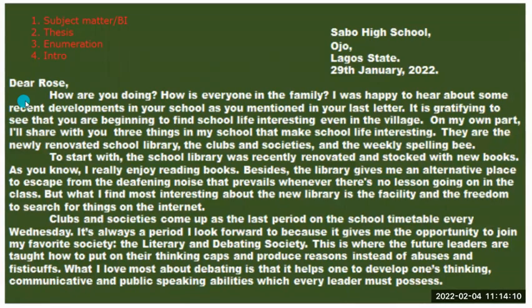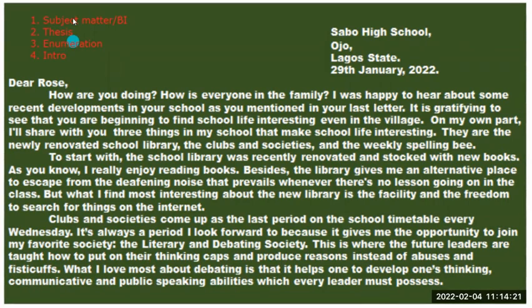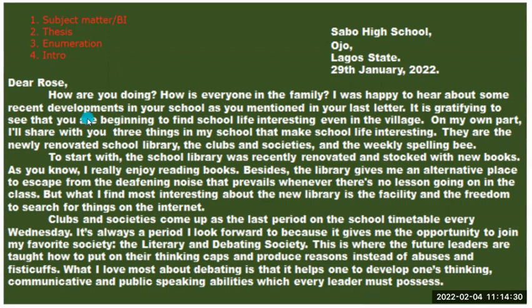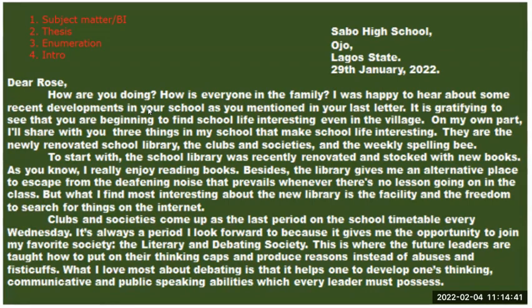Okay, so after the arrows, let's look at our introductory paragraph and how we have been able to do justice to it. And let's look at how many of these ingredients we have been able to incorporate in our first paragraph. Now listen, as I read: how are you doing? This is acceptable in a friendly letter. You can start on a conversational note. That is acceptable. How are you doing? How is everyone in the family? These questions are all acceptable.